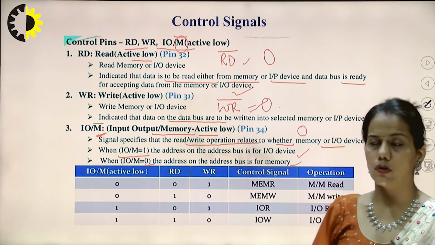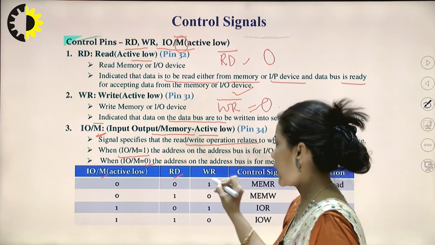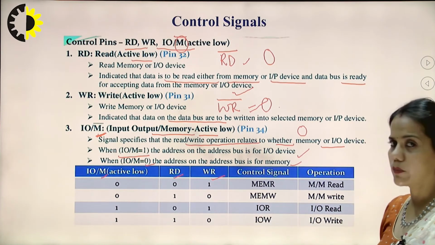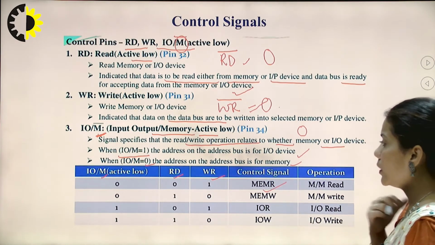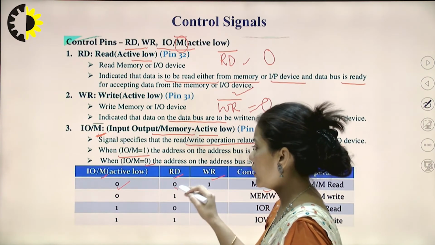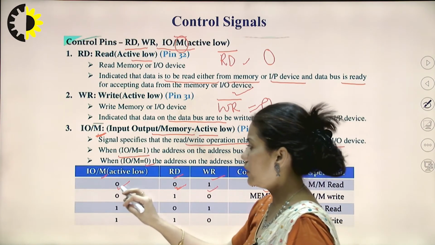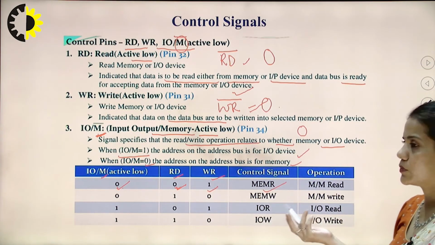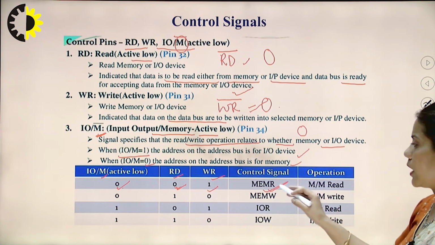So we can conclude that IO/M bar, read, and write, these three status and control signals indicate some controlling operation. And what is that operation? MEMR, that is memory read. Memory read is indicated when the memory part is selected and the reading part is selected. So the read signal is 0, the write signal is 1, and IO/M bar is 0. This indicates that a reading operation is being performed on memory. So this is the controlling signal MEMR.